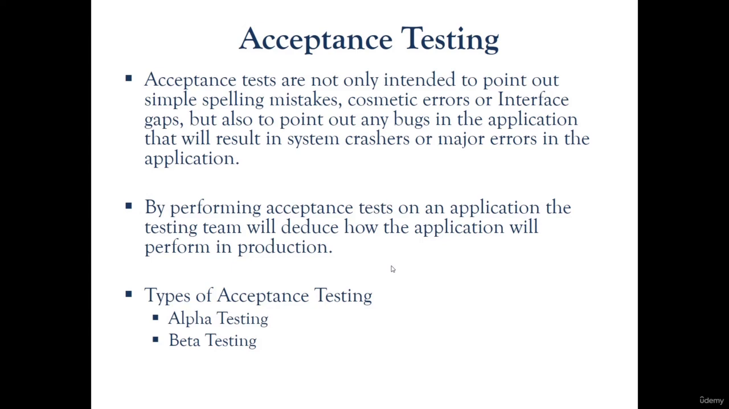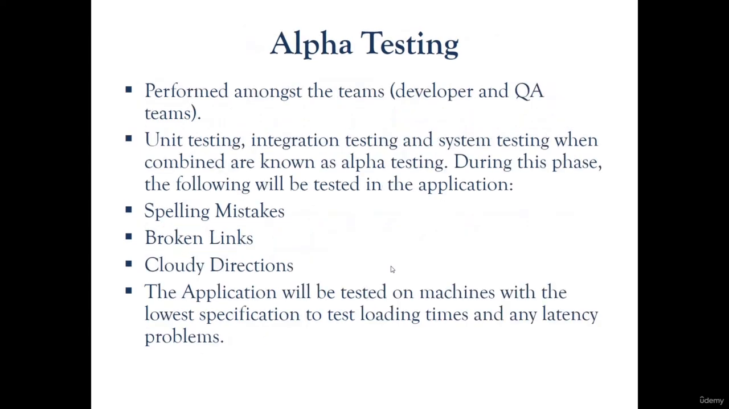If someone asks you to explain the types of acceptance testing, there are two major types: alpha testing and beta testing. Let's talk about alpha testing. Alpha testing is always performed among the developer and QA teams. Unit testing, integration testing, and system testing, when combined, are known as alpha testing.